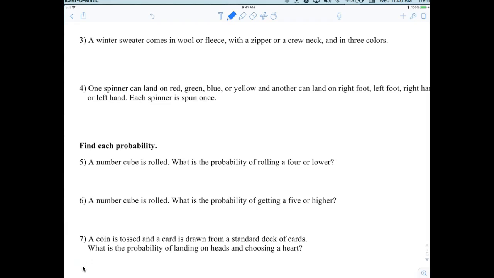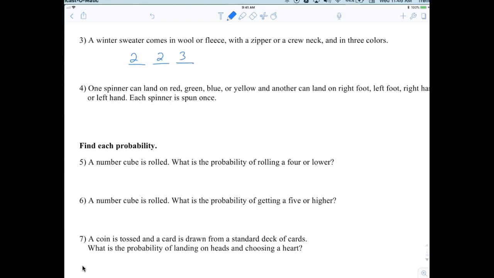Will? So you have to add like the wool and fleece, that's 2 plus 2. So that's 7, and you have 7. Wait a minute now. You get to pick. You get to pick between wool and fleece. So how many options do you have? 2. All right. Then you get to pick whether it's a zipper or a crew neck. 2 choices there. Then you do 3 colors.